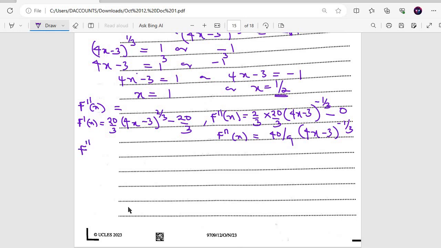Now put those values in. Let's put when x is 1 in the second derivative. So when x is 1, that's 40 over 9 (4 times 1 minus 3) raised to the power minus 1 over 3. When x is 1, 4 minus 3 is 1, and it gives 40 over 9, which is greater than 0, which means when x is 1, it is the minimum point.